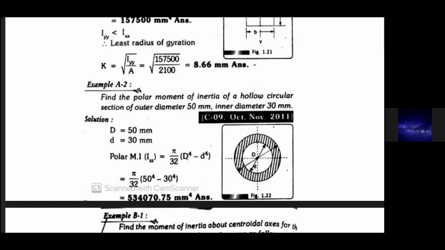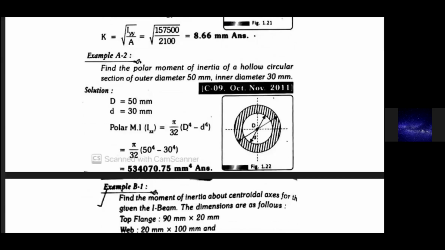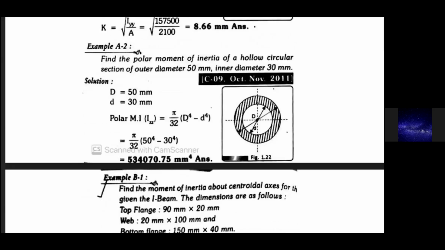So Izz for a circular section, here the hollow circular section. Polar moment of inertia Izz is equal to pi by 32 into capital D power 4 minus small d power 4. So substitute the values: pi by 32 into 50 power 4 minus 30 power 4. We will get the Izz value, that is 534070.75 mm power 4.